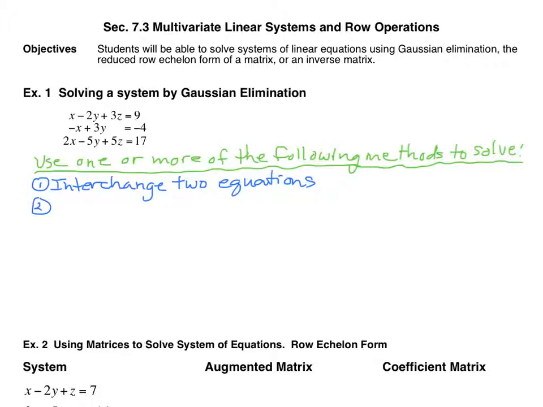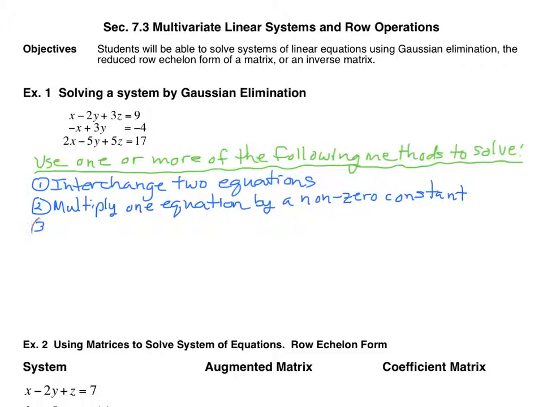Another thing that you might do is multiply one equation by a non-zero constant. And that's something that we did in elimination. We'd multiply one equation by something and then add it to another one, right? And then the third kind of tags on to the second.